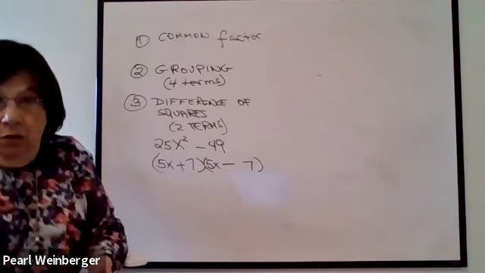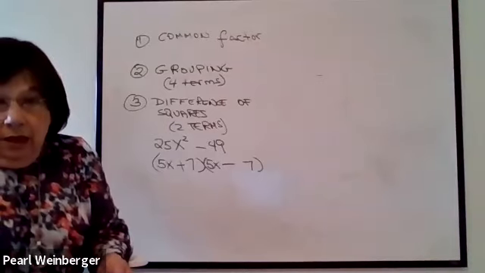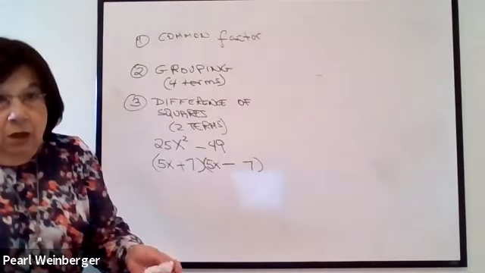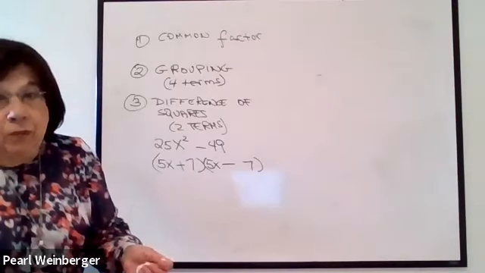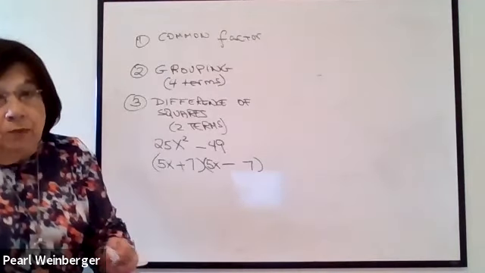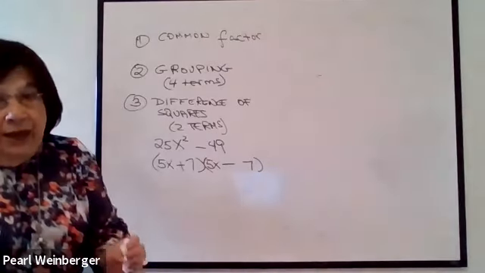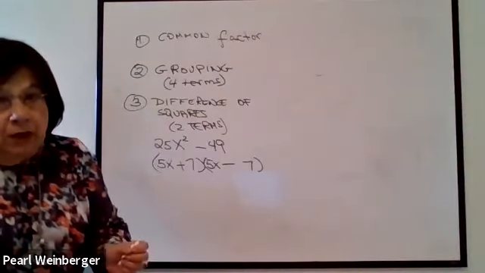So when you see a binomial that is the difference of squares, you know it always came from multiplying two conjugate binomials. And all you have to do to factor it is to go back to those conjugate binomials.